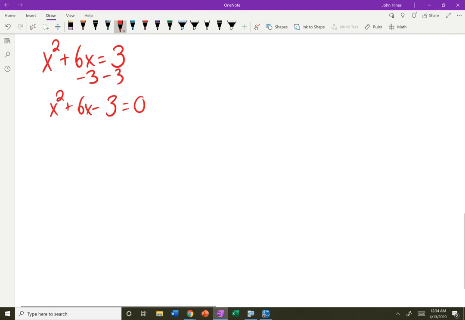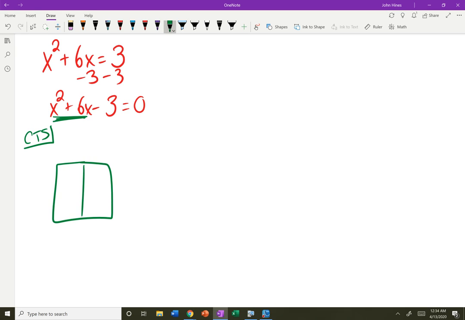So the first thing I'm going to do for you here is complete the square. That's the first technique I'm going to use. That's where we look at the first 2 terms and we cut the middle term in half. The magic number that completes my square here is 3 times 3, which is 9.